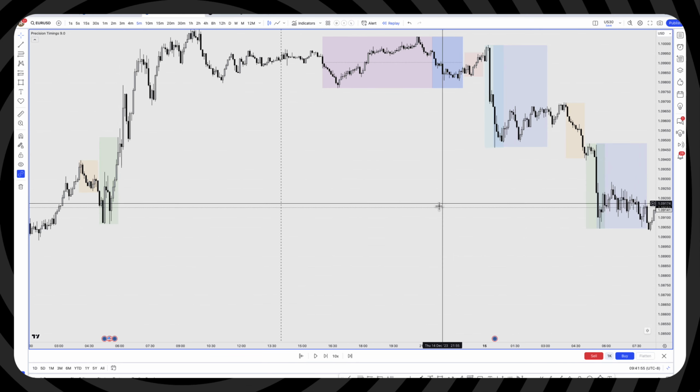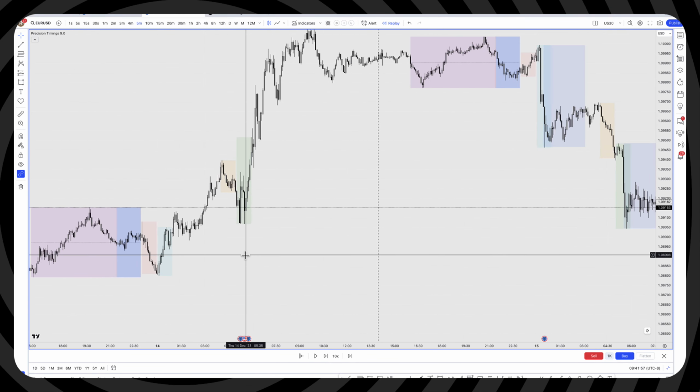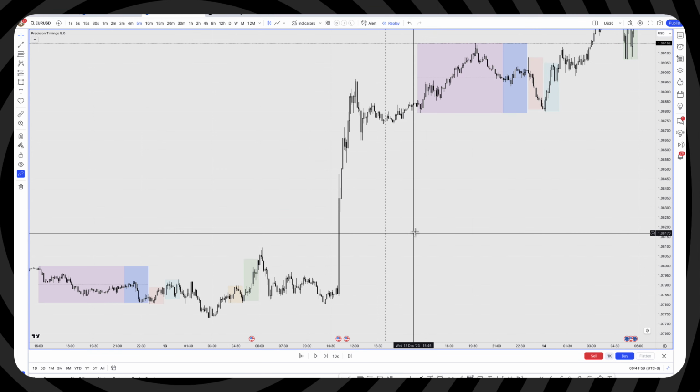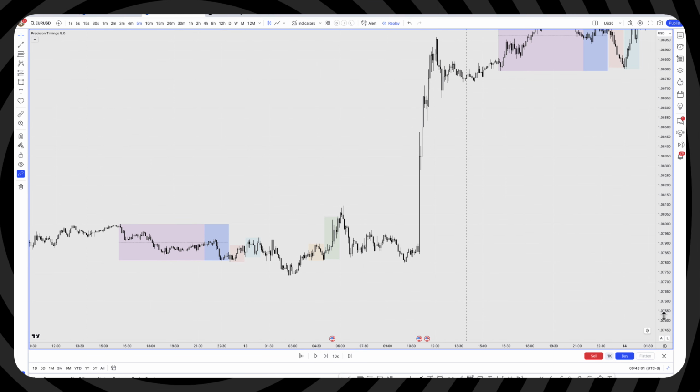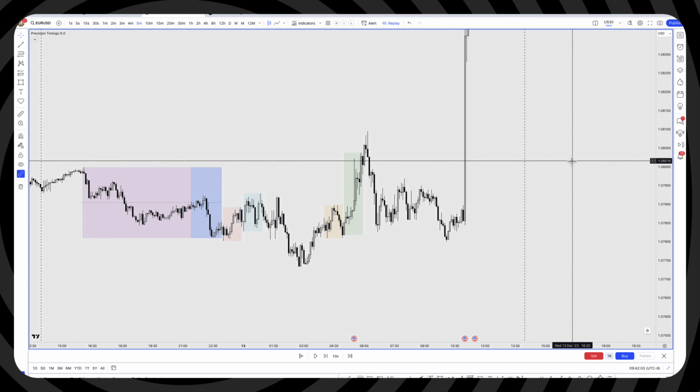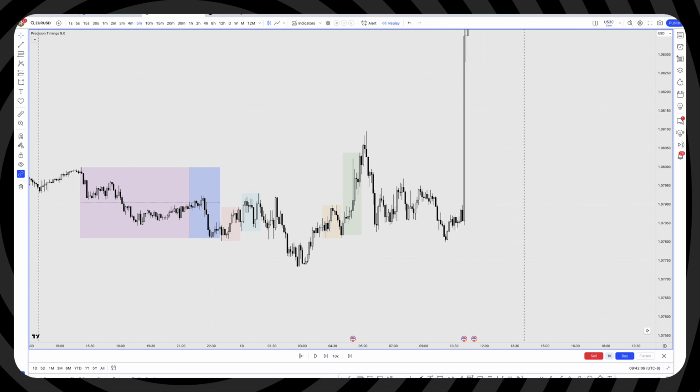Now let's see if we can find some proper examples. So this would be a prime example of your real move coming halfway after London.